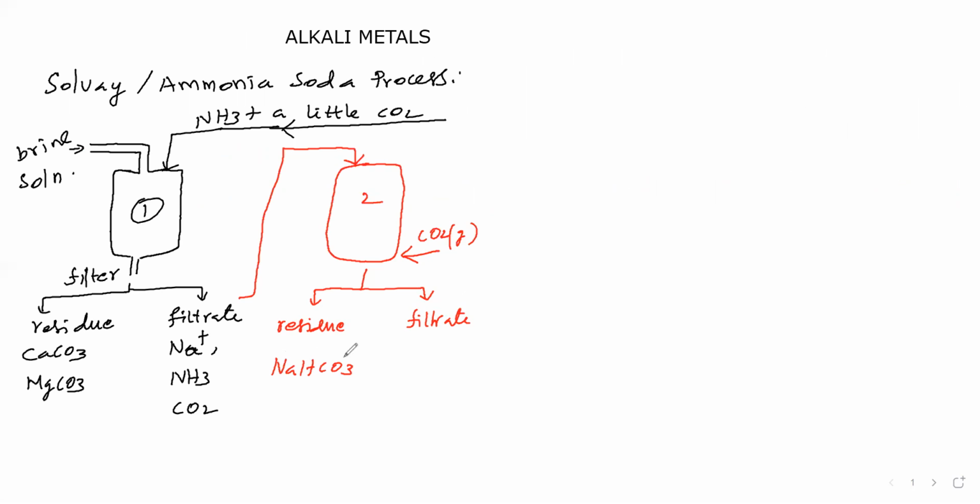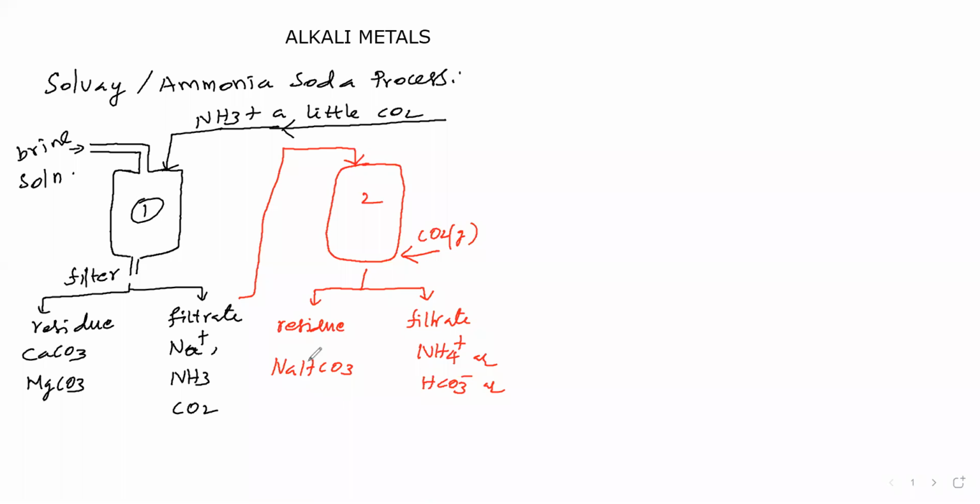Then what does the filtrate contain? Filtrate contains ammonium ions and excess bicarbonate ions. Now this process is called the Solvay process. In this process we are manufacturing sodium carbonate, but here we got sodium bicarbonate.